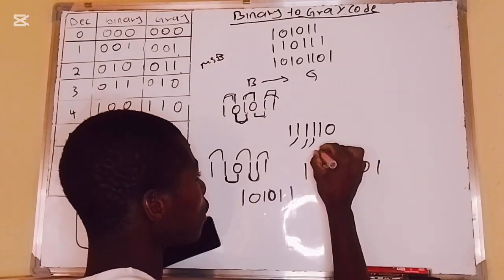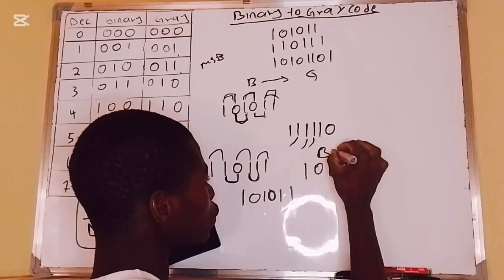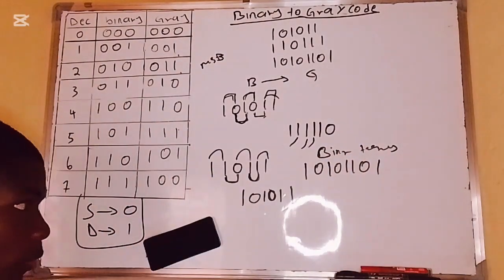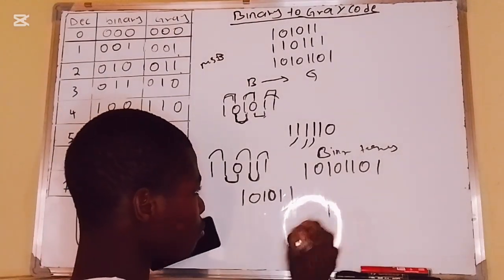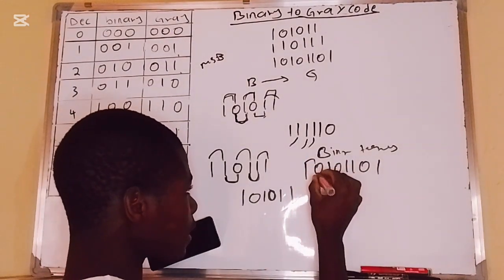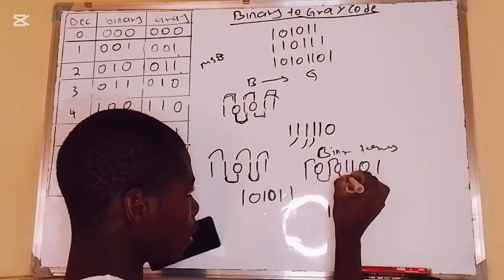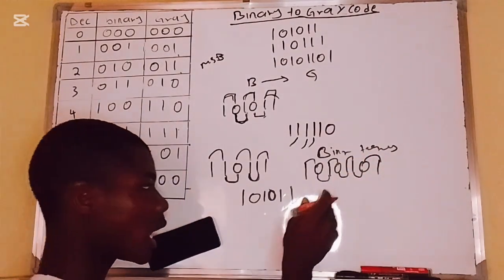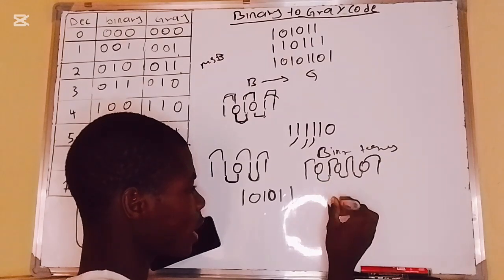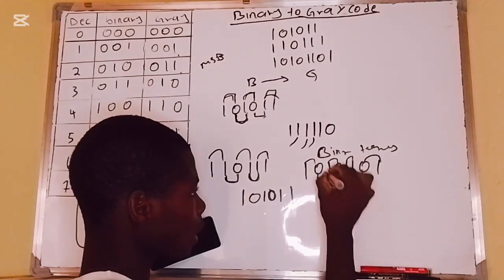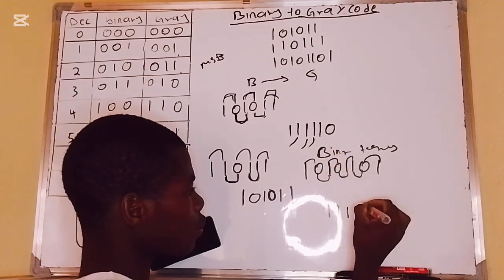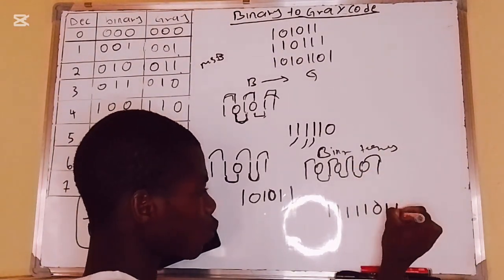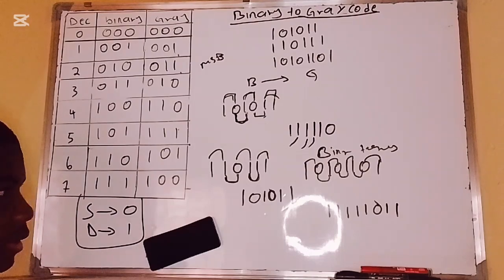So let's check this last one, 101. From binary to gray code. Let's keep the MSB and see whether these are the same or different. We keep down the MSB. These and these are different, so it will be 1, different 1, different 1, different 1, the same 0, different 1, different 1. I hope you get it.